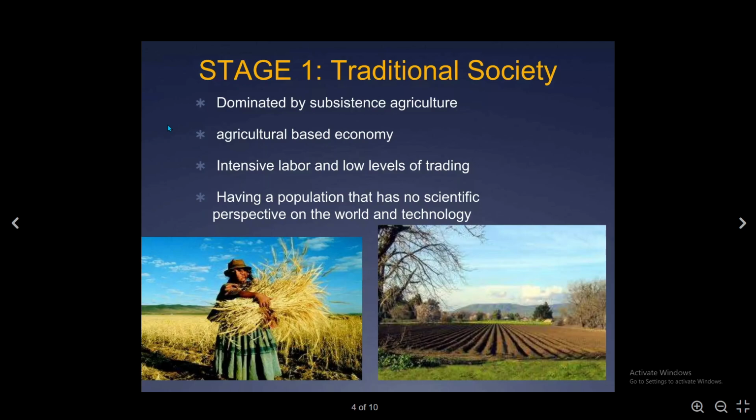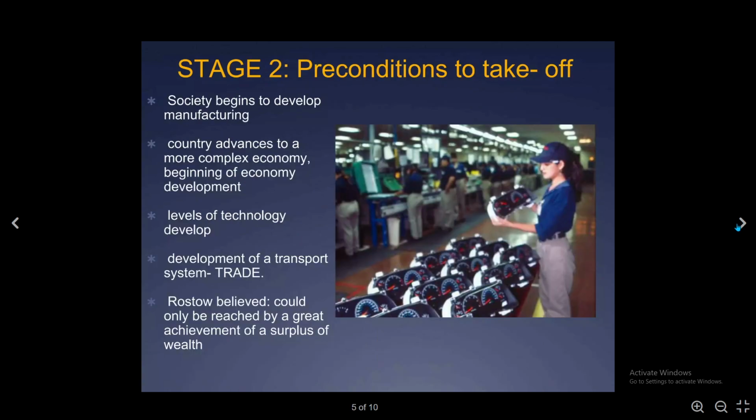So their population does increase, but not that much because of both birth and death rates being very high. Now, after our traditional society, a country will move to the preconditions to take off. So that's setting up all the basic infrastructure for their economy to take off. So we can see it says society begins to develop manufacturing. A country advances to a more complex economy, beginning of economic development.